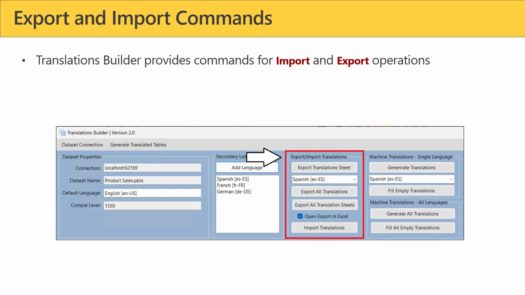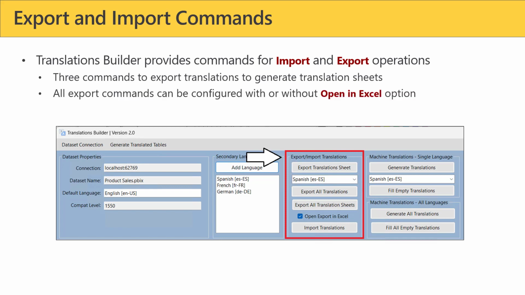Okay, let's get started by quickly reviewing the commands that we have in Translation Builder for export and import. So there are going to be 3 different commands to export translations to generate a translation sheet. So we have different commands because sometimes you want a translation sheet with a single language for a translator. Sometimes you want the master translation sheet. Sometimes you just want to generate all the translation sheets at once. So we'll look at those in a little bit more detail.